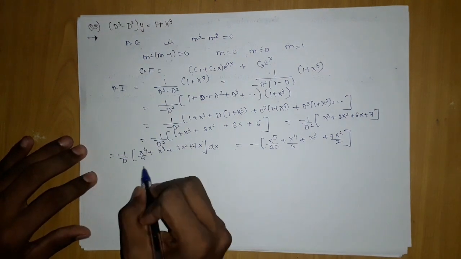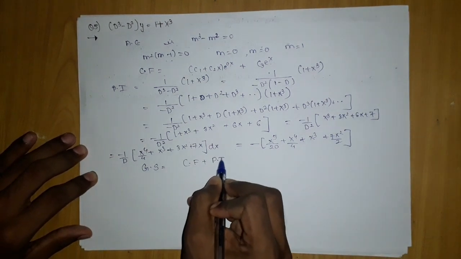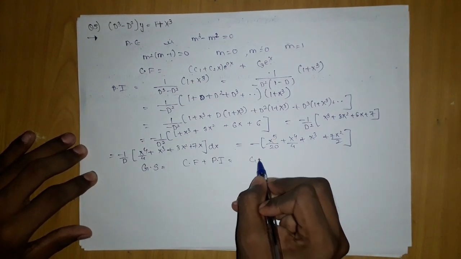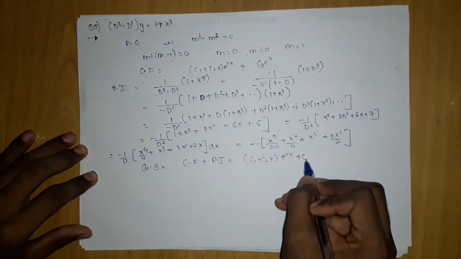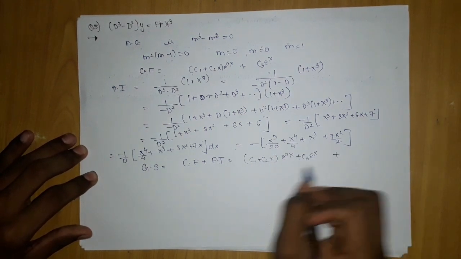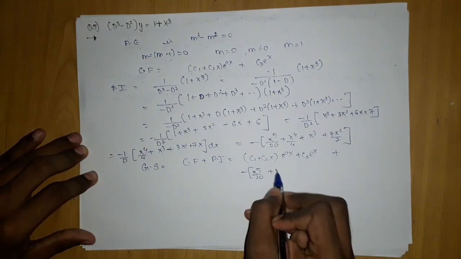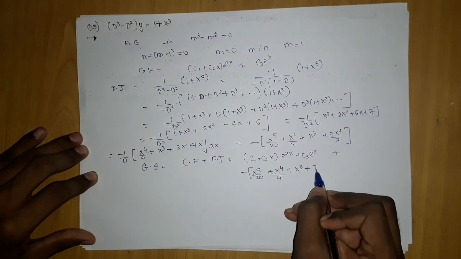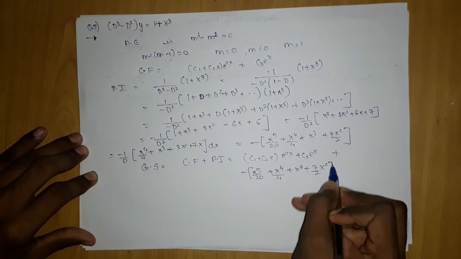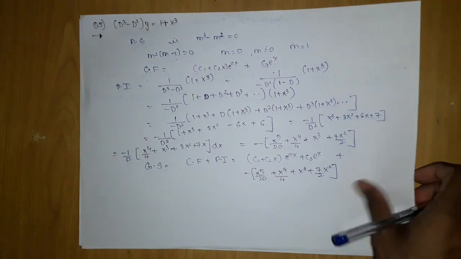So this is the particular integral, and we know the general solution is the combination of the complementary function plus the particular integral. If you write the things, c2 x e to the power 0x plus c3 e to the power x, plus minus x power 5 by 20 plus x power 4 by 4 plus x cube plus 7 by 2 x square. So this is our answer. Hope you have understood each and everything. Now let's move on to the next question.